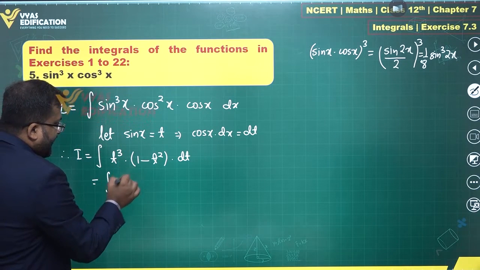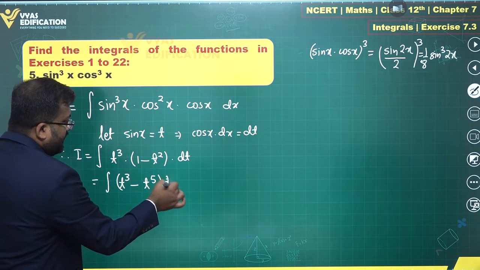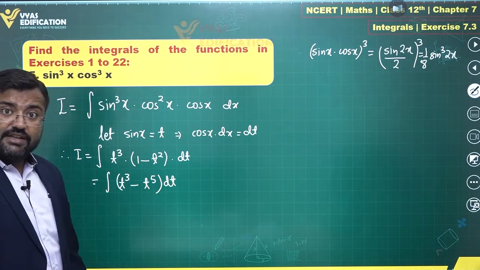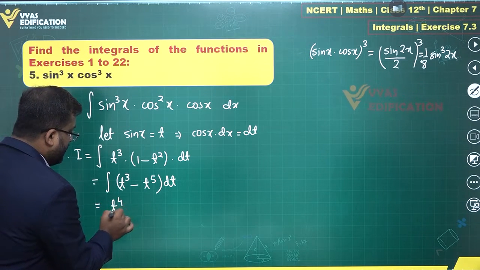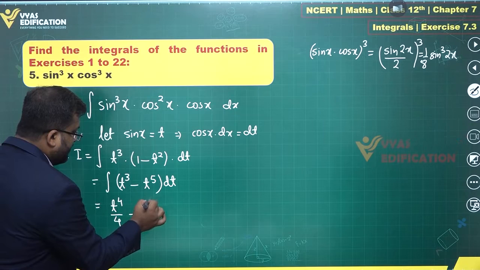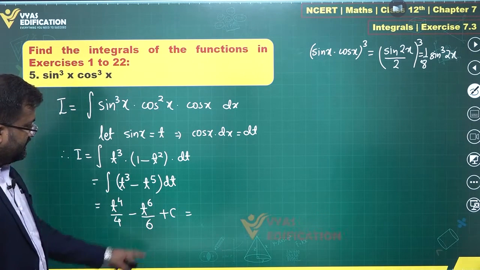This can further be simplified as t power 3 minus t power 5 times dt. Yes or no? Yes. And this integral is pretty simple now. This integral will be t power 4 upon 4 minus t power 6 upon 6 plus constant of integration.